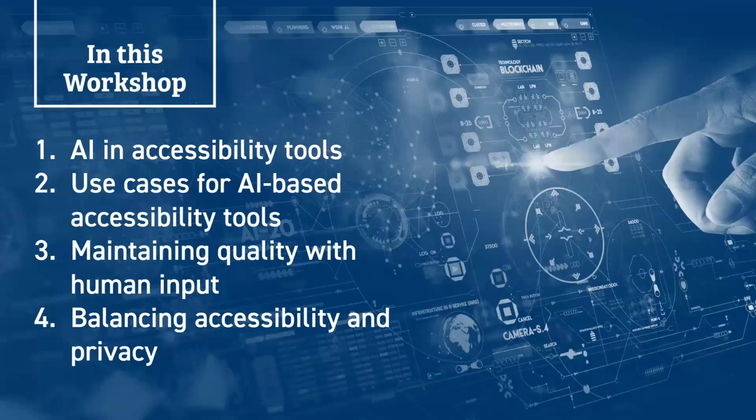Okay, so in this workshop, we are going to do 4 things. We are going to look at AI and accessibility tools. We are going to look at use cases for those AI accessibility tools. We are going to talk about maintaining quality with human input, and we are going to finish off with a little bit of balancing accessibility and privacy, because that's important to me.